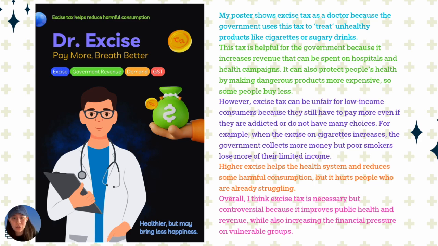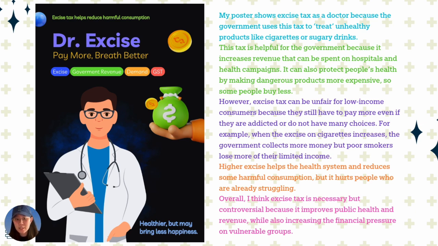All right, you can see the paragraph has different colors. The first sentence is a claim. It introduces the text, the character and the big idea. It shows that the excise tax acts like a doctor because the government uses this tax to treat unhealthy products like cigarettes or sugary drinks. Then the next 2 sentences show reason 1: this tax helps the government and public health, with evidence about revenue and health campaigns.